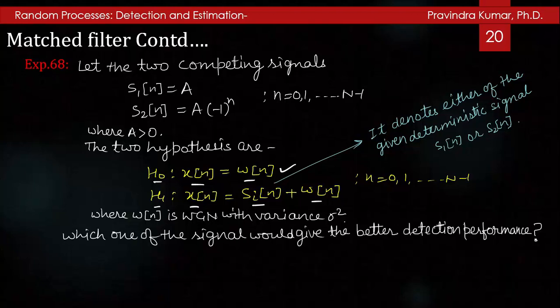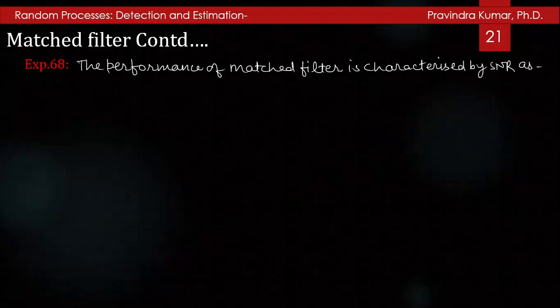Now we have to determine which one of the signals would give the better detection performance. We know that in the case of detection of a deterministic signal in white Gaussian noise with variance sigma square, the detection performance of the NP detector is completely characterized by the SNR, and the probability of detection in this case will be Q of Q inverse of the probability of false alarm minus the square root of epsilon by sigma square. Here epsilon is the energy of the signal, and epsilon by sigma square is the SNR.